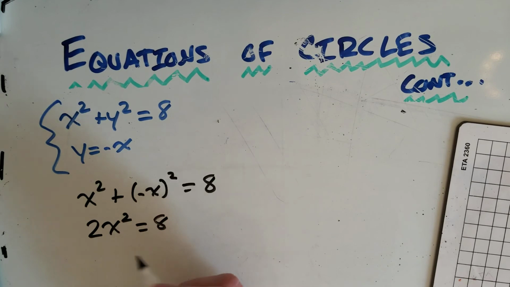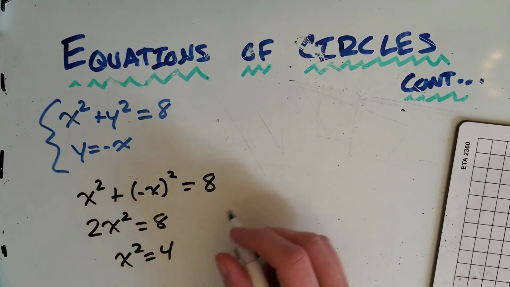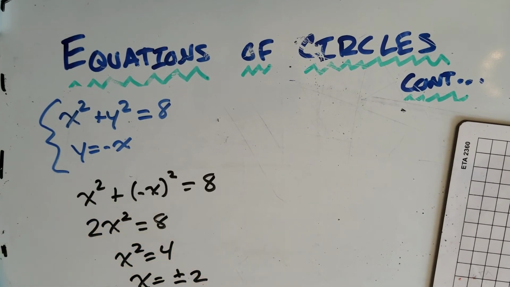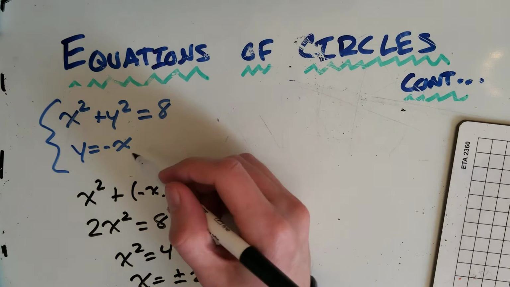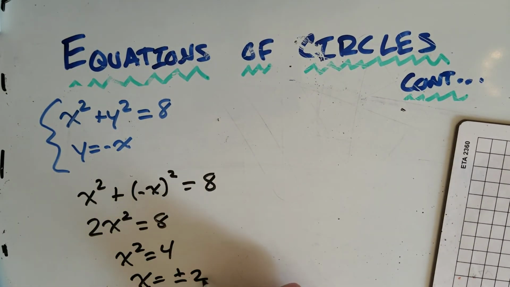When we square this, we end up with x squared plus x squared. So we're going to have 2x squared. And then you're going to find out that x squared equals 4. So therefore, x equals plus or minus 2.